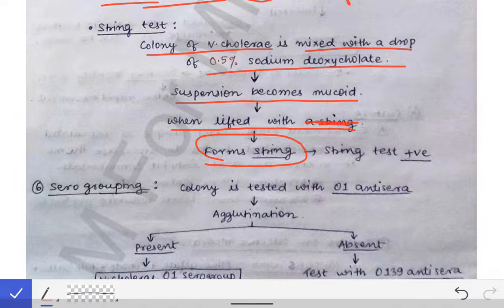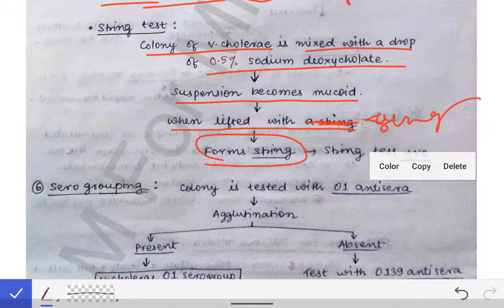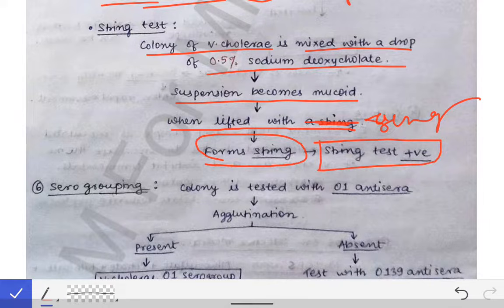probe or with a ring. Okay, so please change this, it will be a ring. So when it is lifted with a ring or with an inoculating loop wire, there is formation of a string, and when the string is found, that is called string test positive. This string is nothing but a thread-like thing that is formed.